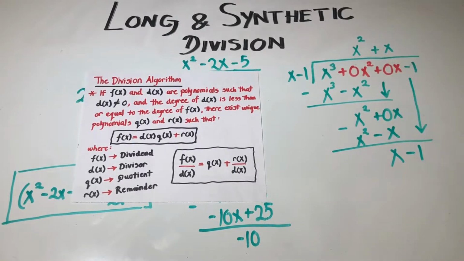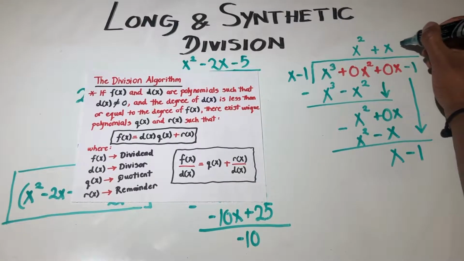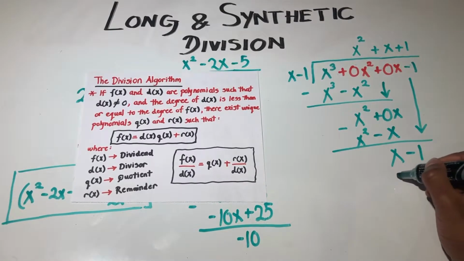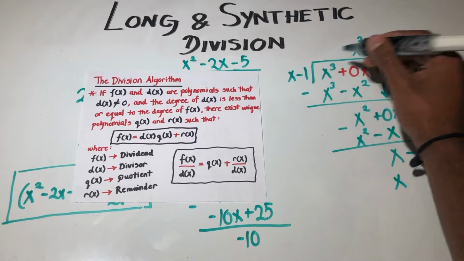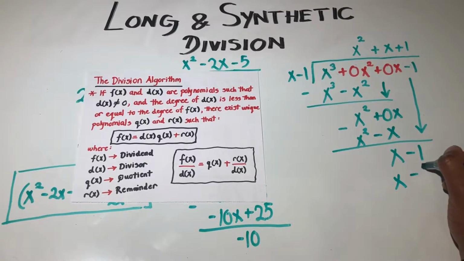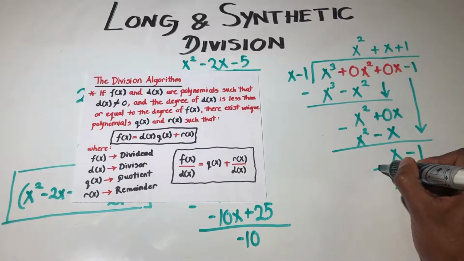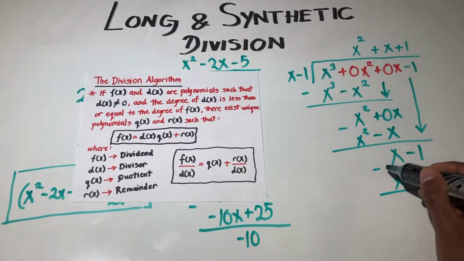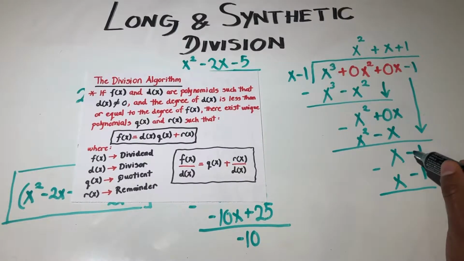X divided by x is going to give us positive 1. And then 1 times x is going to give us x. And 1 times negative 1 is going to give us negative 1. And then if you subtract these, x minus x is 0. Negative 1 minus negative 1 is a negative 1 plus 1, which is 0. And there's no remainder here.